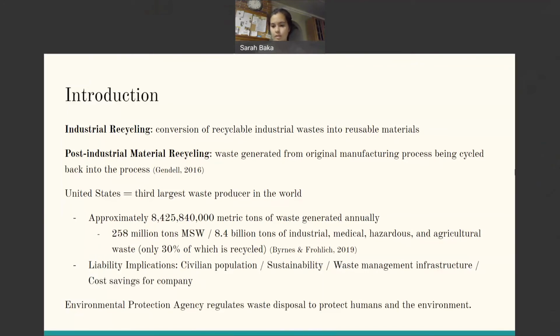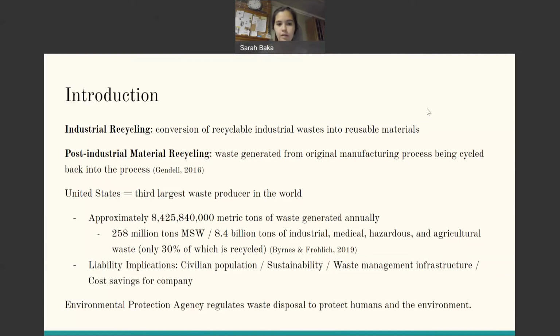The list of topics that I'll be discussing throughout this presentation are the definition of industrial recycling, processes involved in industrial recycling and how they are applied to different types of industrial materials, and lastly, the overall impact on the United States and the world as a whole.